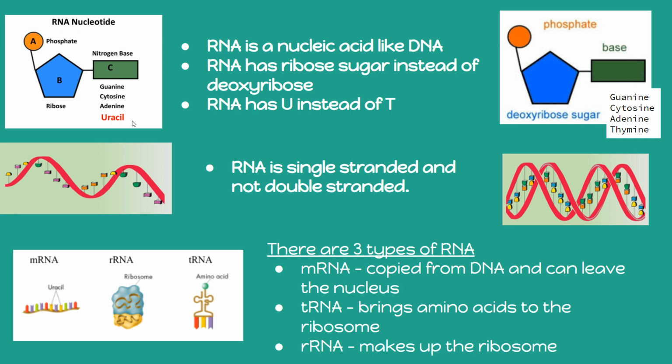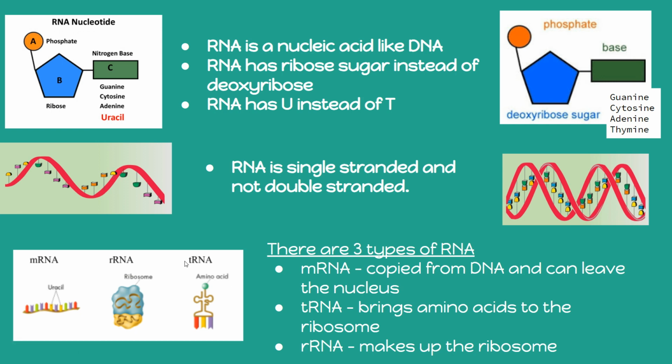RNA is also single stranded, so it is a helix, but only with one strand. And lastly, there are three types of RNA. mRNA is a copy of the original DNA, so just a small portion. It's small enough that it can leave the nucleus, so it can take the message of DNA out of the nucleus. rRNA, this one pictured here, makes up the ribosome.